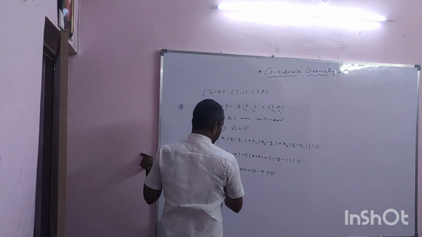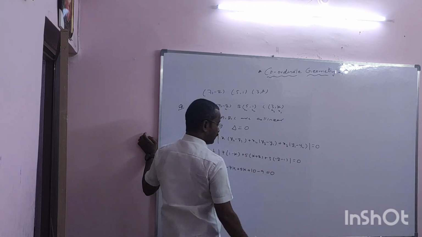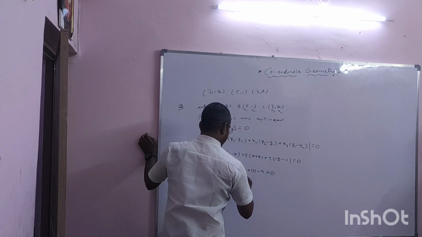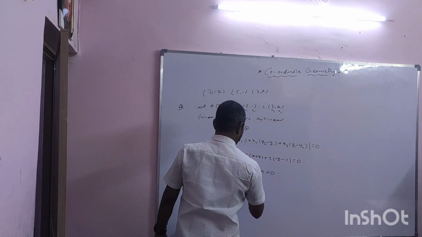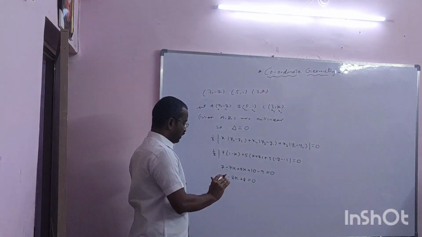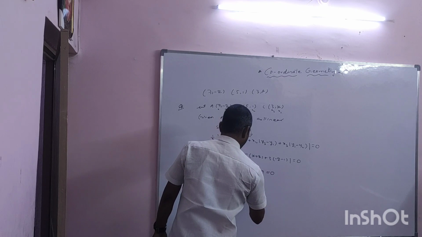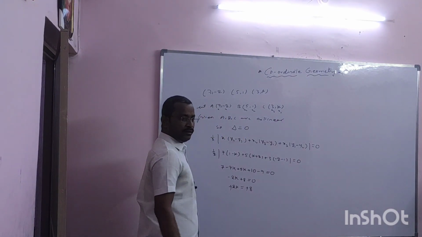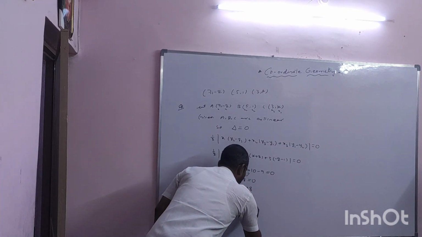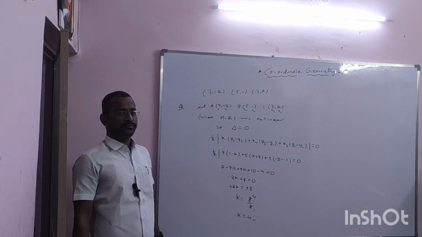Now simplify: 7 plus 10 is 17, 17 minus 9 is 8. So you have minus 2k plus 8 is equal to 0. Now send the 8 to the other side: minus 2k is equal to minus 8. Minus minus cancel. k is equal to 8 by 2. 2 fours are 8. So k is equal to 4.